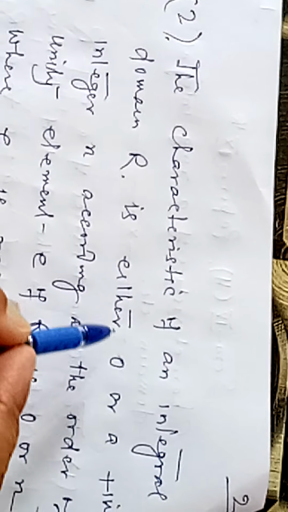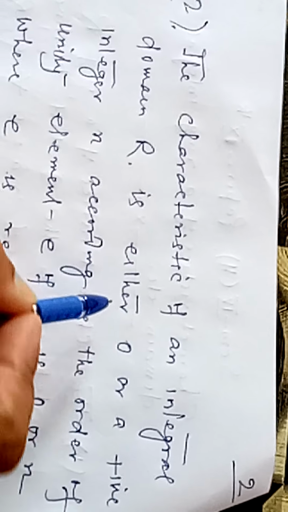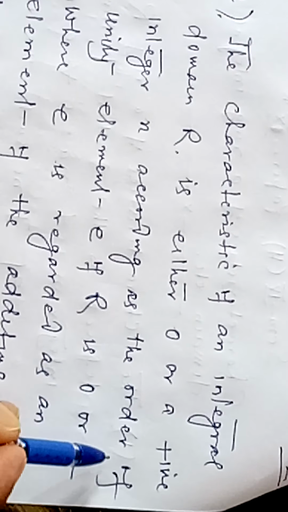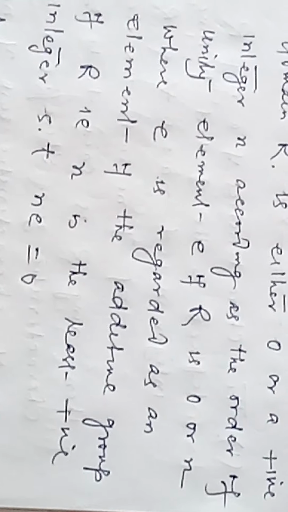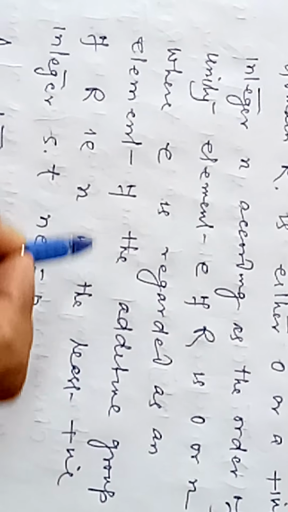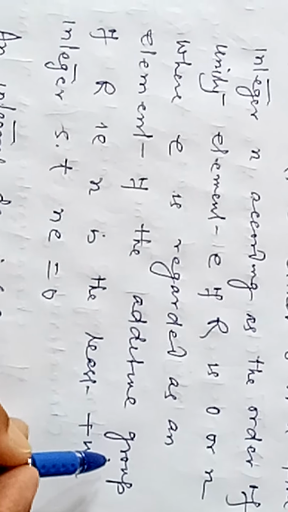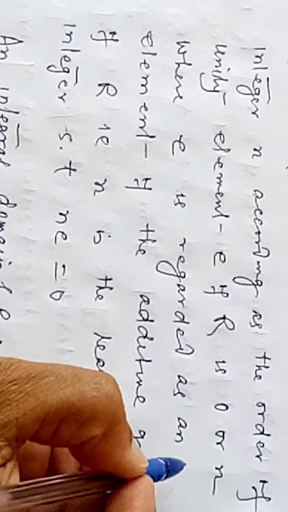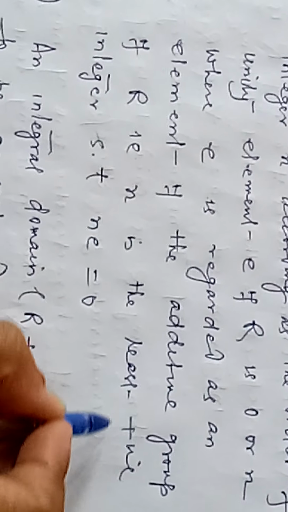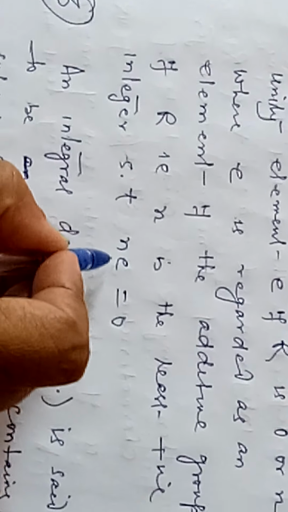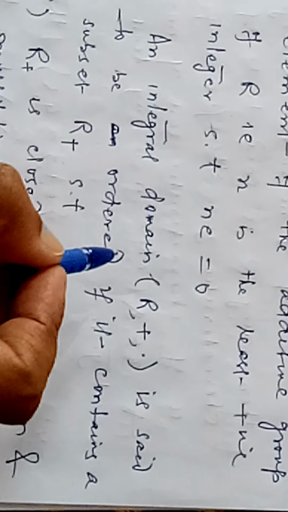Number 2, the characteristic of an integral domain R is either 0 or a positive integer n according as the order of the unity element e of R is 0 or n, where e is regarded as an element of the additive group of R, that is, n is the least positive integer such that ne is equal to 0.